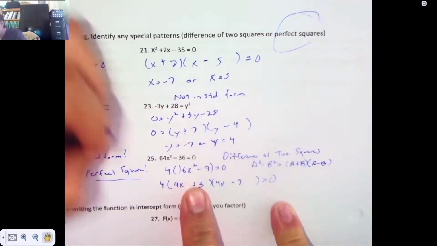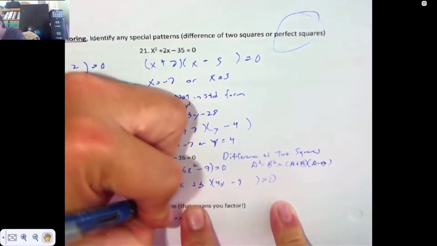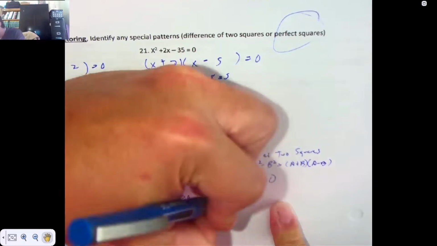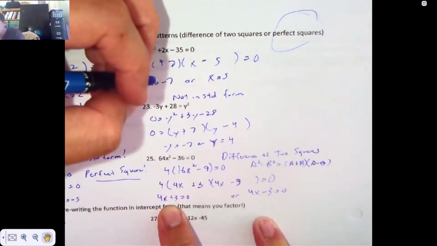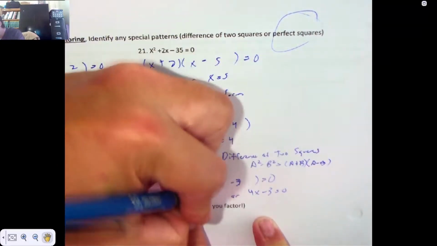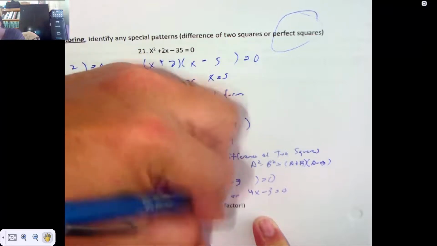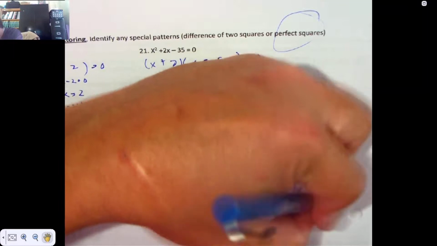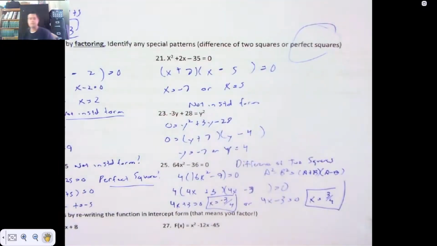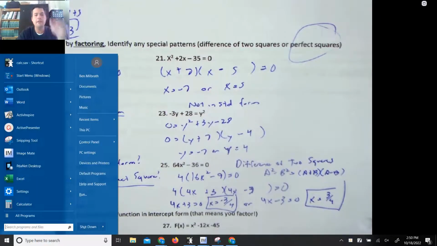Cover-up technique comes into play. 4x plus 3 is equal to 0, or 4x minus 3 is equal to 0. If I do the two-step on this one, x is negative 3/4. If I do the two-step on this one, x is a positive 3/4. So that is 17 through 25, and I've got to go do some tutoring.